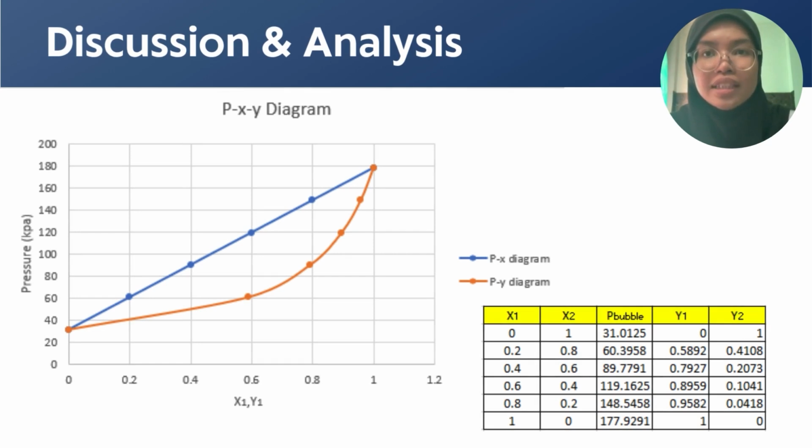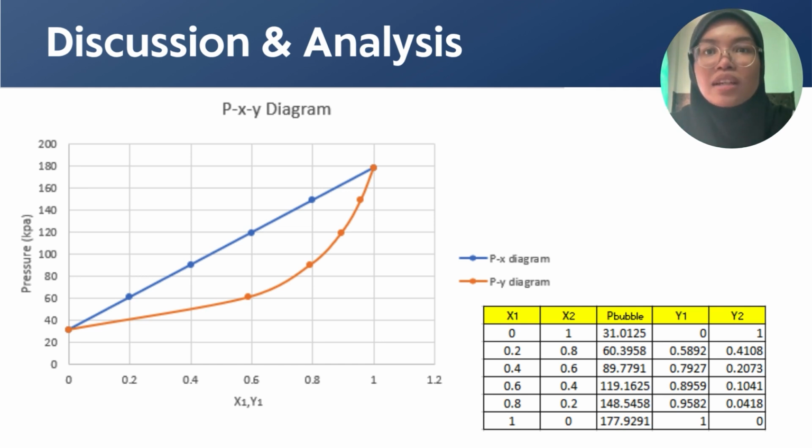Next, move to the discussion and analysis. Let's begin with the PXY diagram. In this diagram, we have pressure on the y-axis and mole fraction of hexane on the x-axis. Since our system is operating at 100 kPa, we draw a horizontal line at that pressure. This line intersects both the liquid curve Px and the vapor curve Py. The intersection with the liquid curve tells us the composition of the liquid when it starts to boil. This is known as the bubble point. The intersection with the vapor curve tells us the composition of the vapor that forms, known as the dew point.